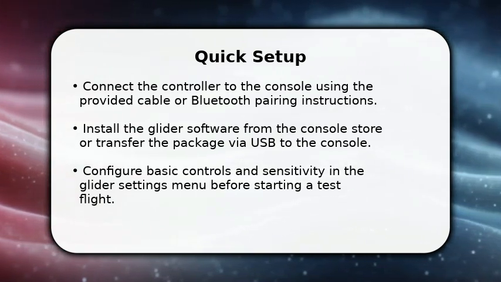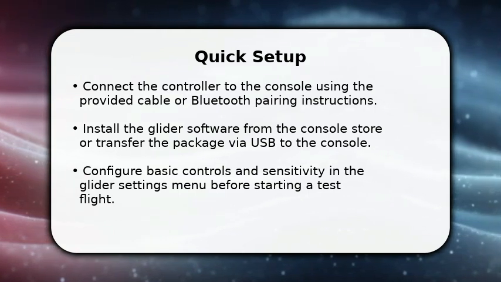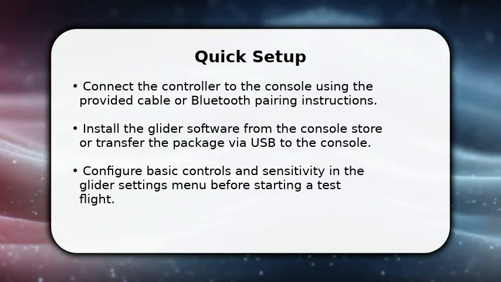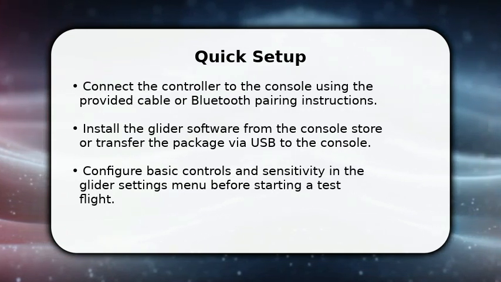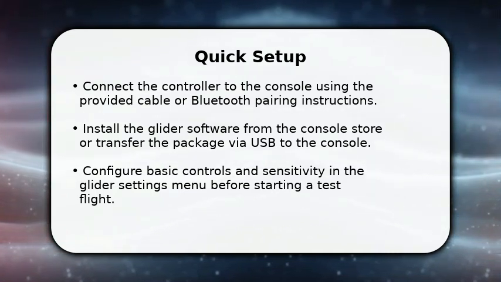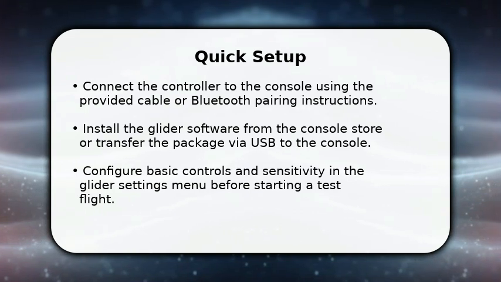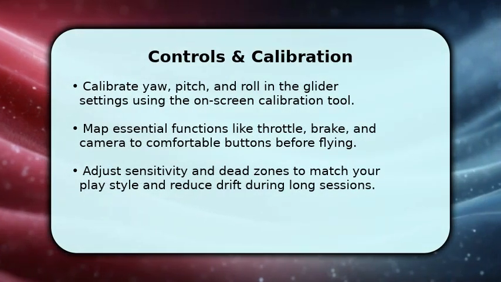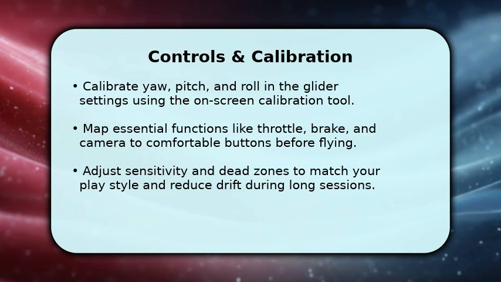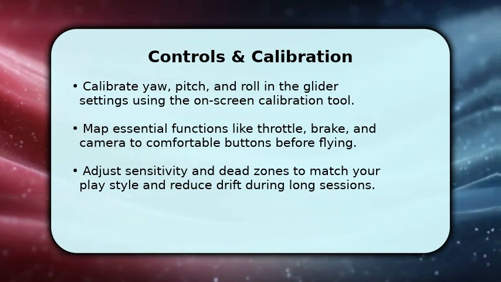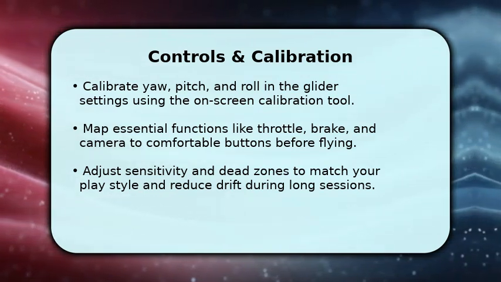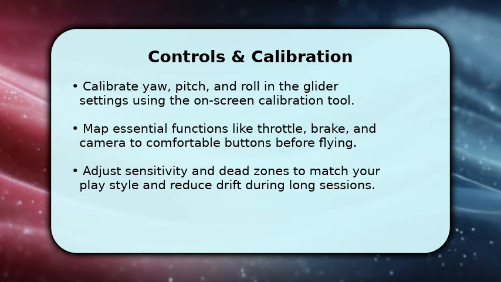Test basic inputs in a practice environment to verify button mapping and calibration. Save your profile so settings persist between sessions and avoid recalibrating every time. Begin by entering the controls menu and selecting calibration mode for yaw, pitch, and roll. Follow the step-by-step prompts to center sticks and set travel limits for smooth response.